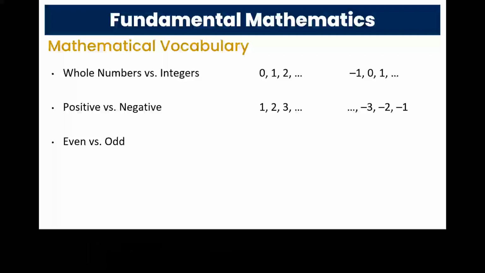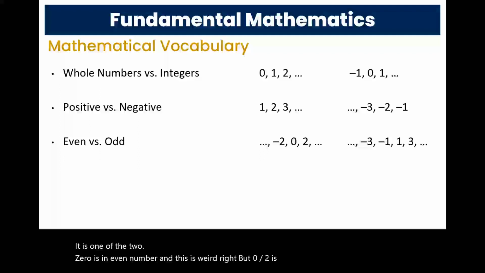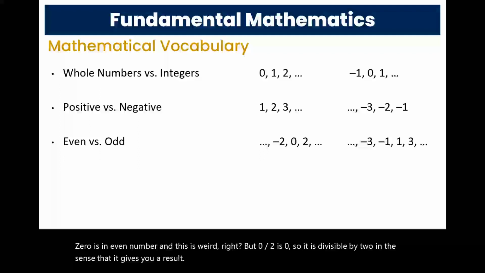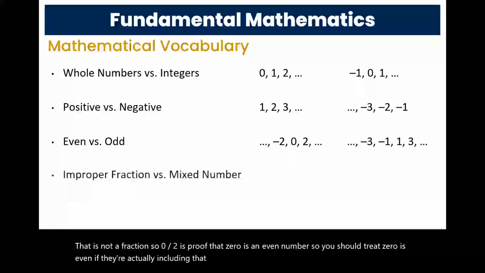Oh, it is one of the two. 0 is an even number, and this is weird, right? But 0 divided by 2 is 0. So it is divisible by 2 in the sense that it gives you a result that is not a fraction. So 0 divided by 2 is proof that 0 is an even number. So you should treat 0 as even if they're actually including that in your logic of the question.